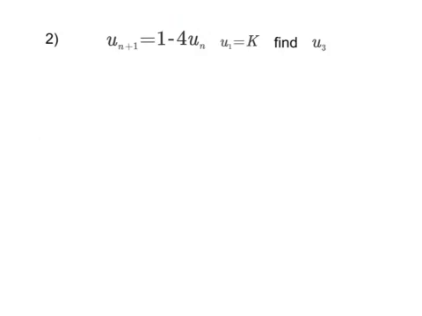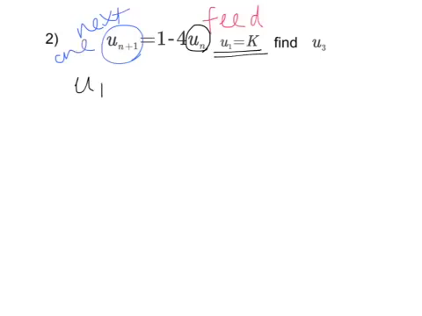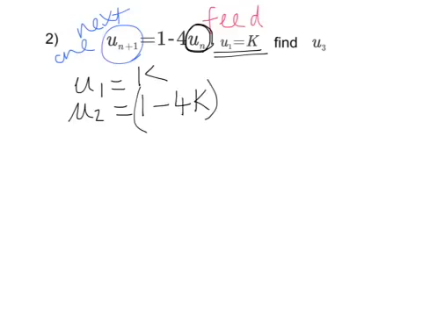Okay, it's U's again, it's not K's. So this time here's the feed. Right, there's the feed. And this one is the next one. Okay, here's my starting value. Now don't panic, it's a K, not a number. So U to the 1 is K. So to get the next one, I'm going to feed it into there. So I'm going to get 1 minus 4 lots of K. I'm going to pop a bracket around that.